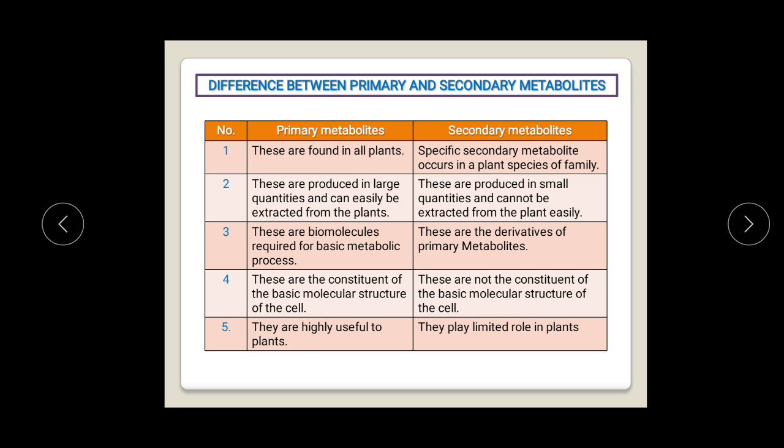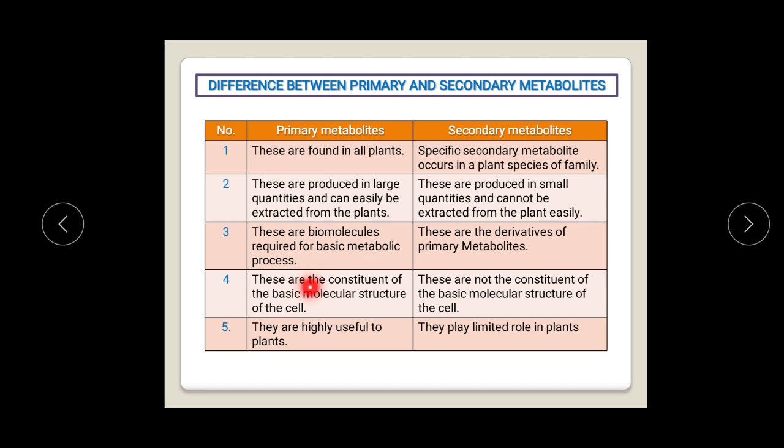Then primary metabolites are produced in large quantities, and they can easily be extracted from the plants. But secondary metabolites are produced in smaller quantities, and they cannot be extracted from the plant easily. Primary metabolites are the biomolecules required for the basic metabolic process, which we have already seen. While secondary metabolites, this is an important point, are the derivatives of the primary metabolites. That means from primary metabolites, the secondary metabolites are produced.